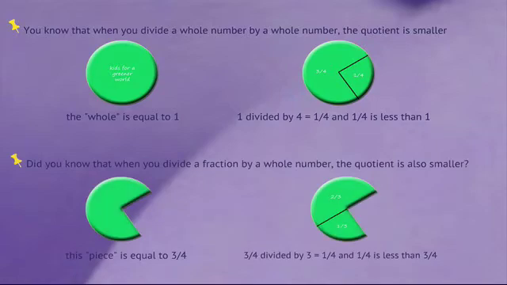Did you know that when you divide a fraction by a whole number, the quotient is also smaller? So here the piece is equal to 3/4, and 3/4 divided by 3 equals 1/4, and 1/4 is less than 3/4. And did you notice that the quotient is 1/4 of the whole, but the piece is 1/3 of the 3/4 piece? It's important to know what your base is, whether you're working with a smaller piece or you're working with the whole.